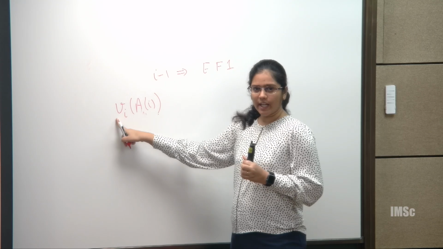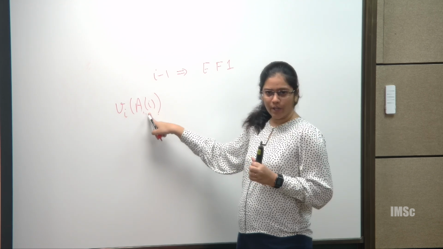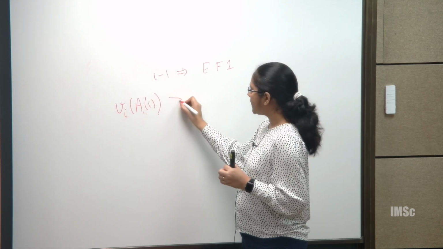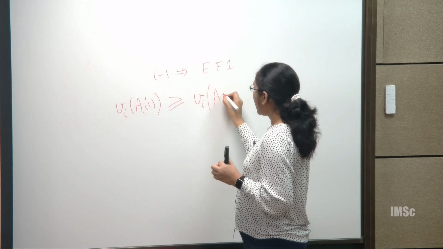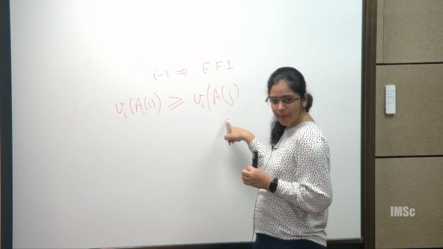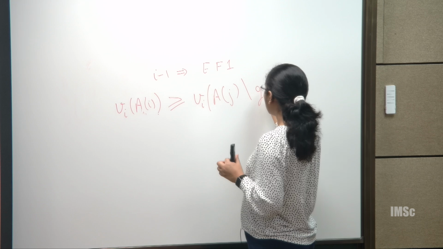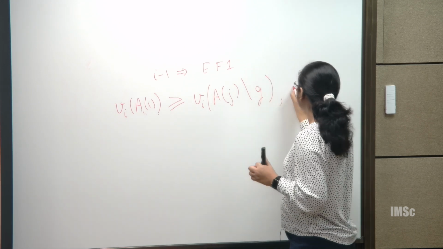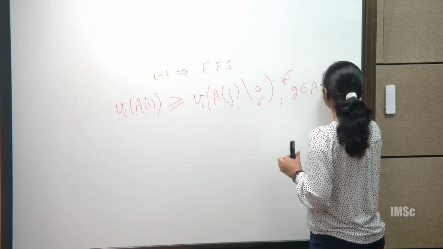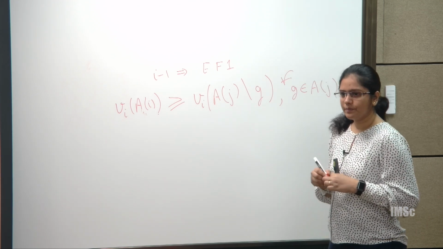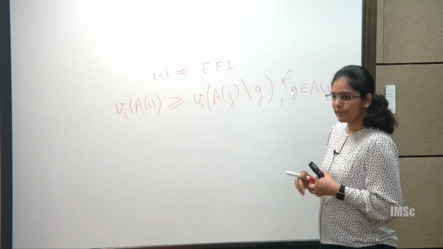The valuation of agent i for her own bundle is greater than or equal to the valuation of agent i for the bundle of agent j minus a good g that belongs to A_j, for all g. That is not for all. This one will be EFX. EFX only I am saying.